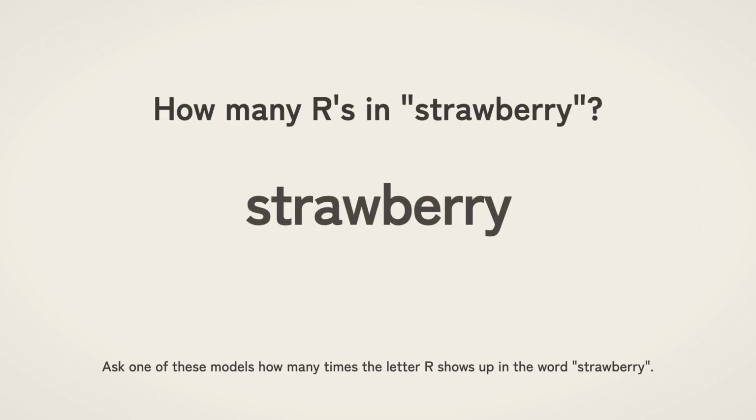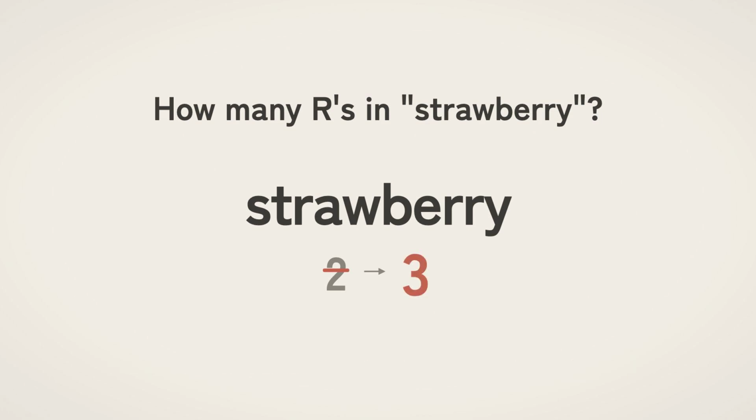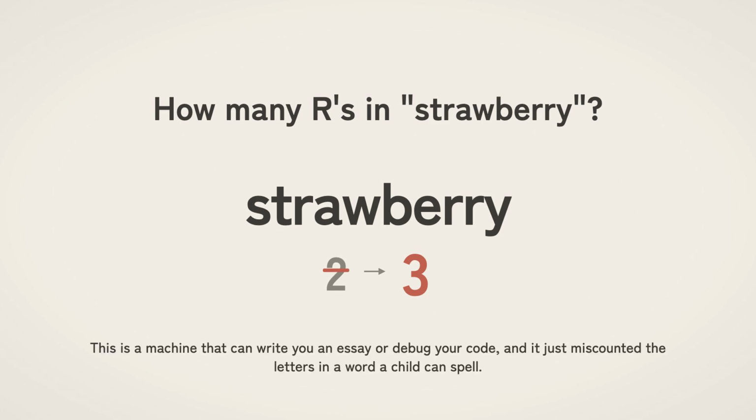Ask one of these models how many times the letter R shows up in the word strawberry. There's a good chance it says 2. The real answer is 3. This is a machine that can write you an essay or debug your code, and it just miscounted the letters in a word a child can spell.